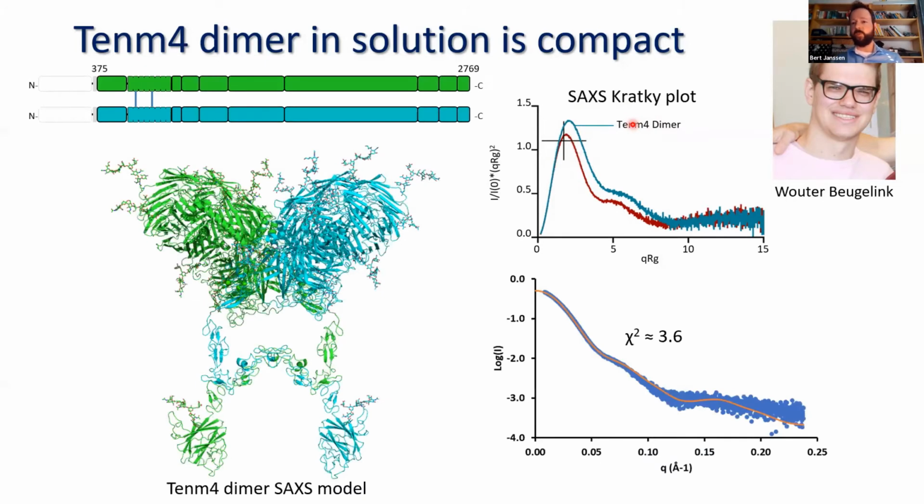And so Wouter used rigid body modeling using the Cryo-EM reconstruction, and also made models for the bits that we were missing in the Cryo-EM structure, and was able to use rigid body modeling to explain the SAXS data, and get a fairly reasonable model for the full ectodomain of the teneurin 4 dimer.